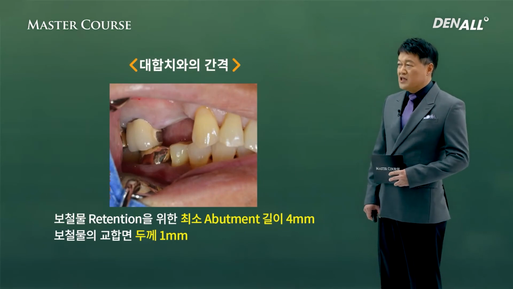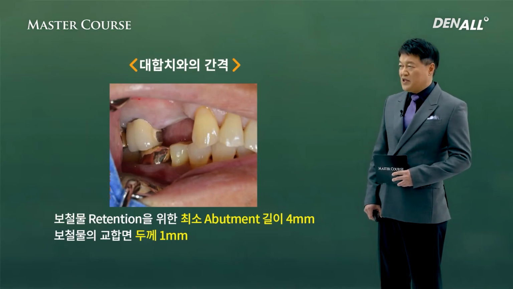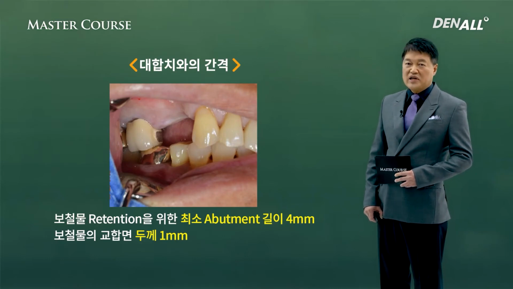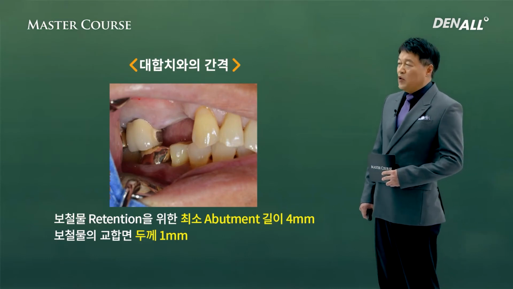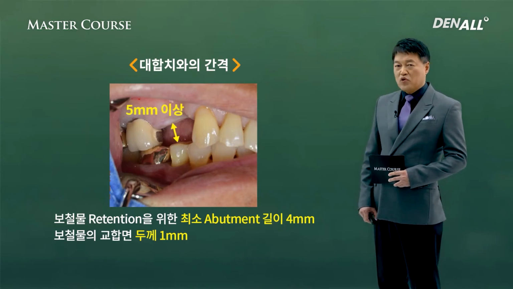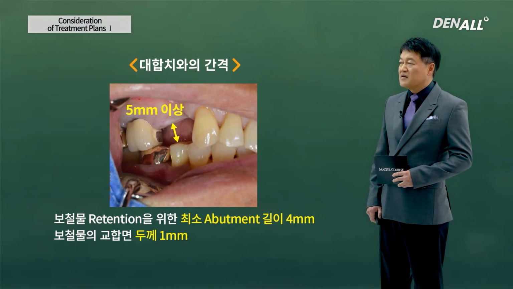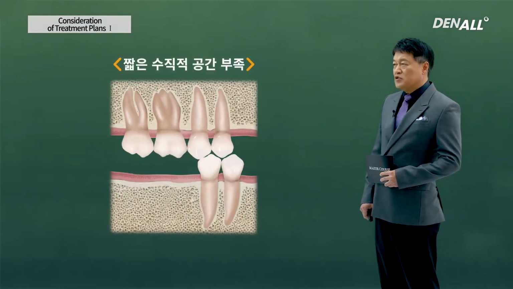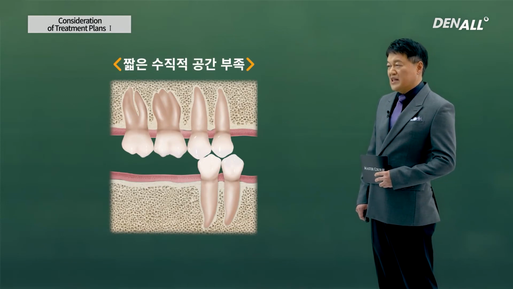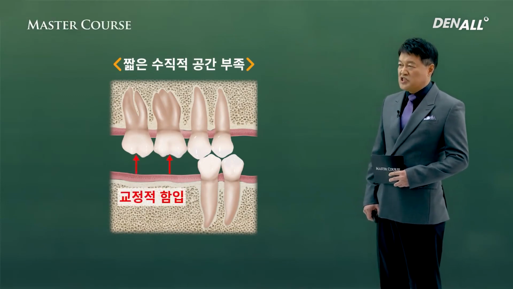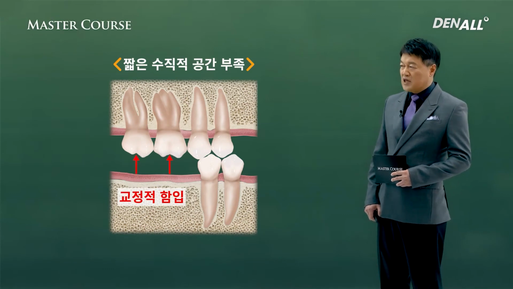For prosthetic retention, minimum abutment length is 4 mm and the occlusal surface of the prosthesis needs to be at least 1 mm. The distance from alveolar crest to opposing teeth needs to be more than 5 mm. However, due to extrusion of opposing teeth, if there is short vertical space, you can do negative intrusion first and then proceed with implant surgery.